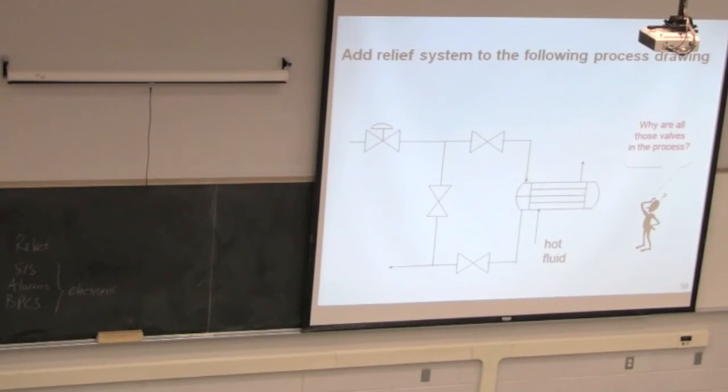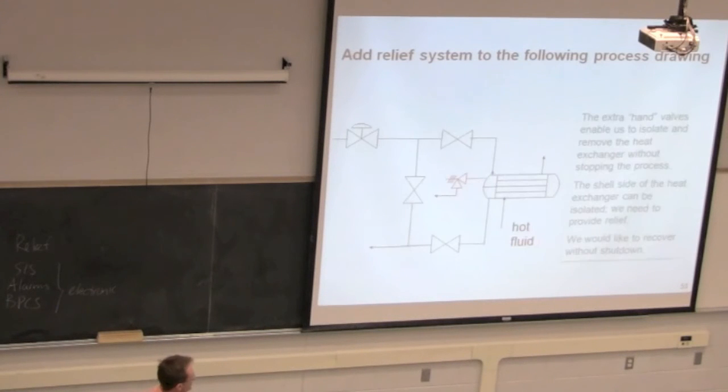So what can we do? It's not a trick question. What do we do? You've got this potential for pressure buildup in the heat exchanger. It's a closed vessel. You relieve it. So we add relief to the shell side of the heat exchanger and then flare that.